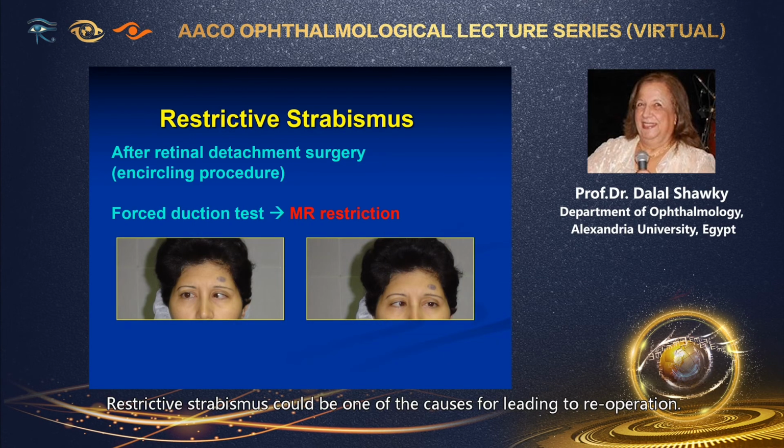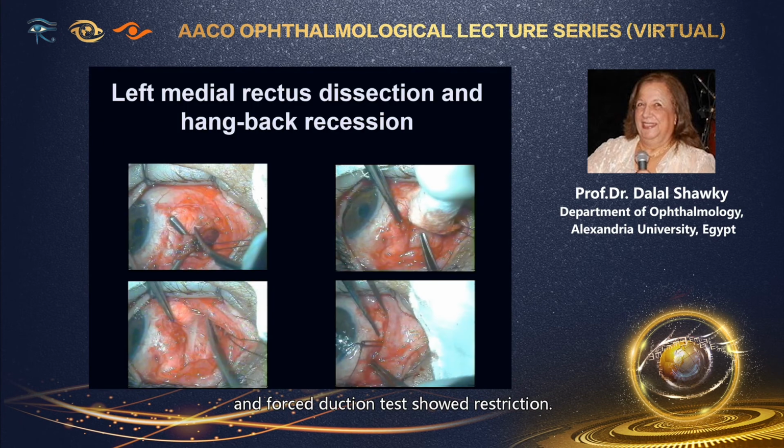Restrictive strabismus could be one of the causes leading to reoperation. This occurred after retinal detachment surgery by cerclage, and the force duction test showed medial rectus restriction in the left eye. We see that there is left esotropia and defective abduction of the left eye, and the force duction test showed restriction.